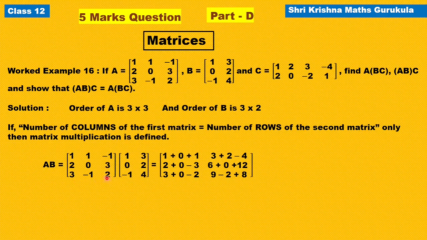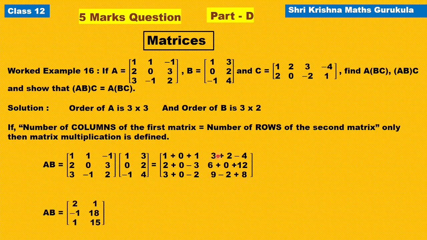We can consider the third row now. Third row and first column. So 3 into 1 gives us 3. Minus 1 into 0 is 0. 2 into minus 1 is minus 2. So this will be 3 plus 0 minus 2. Now third row, second column. That gives us 3 into 3, 9. Minus 1 into 2, minus 2. Then 4 into 2, it is 8. So 9 minus 2 plus 8.